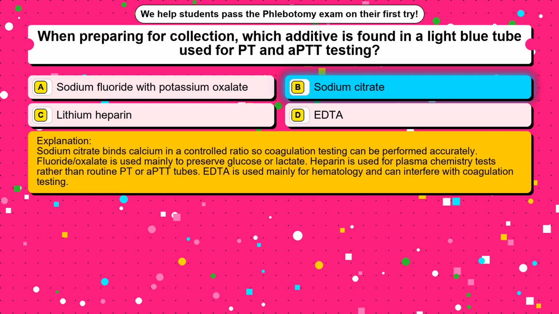Sodium citrate binds calcium in a controlled ratio so coagulation testing can be performed accurately. Fluoride/oxalate is used mainly to preserve glucose or lactate. Heparin is used for plasma chemistry tests rather than routine PT or APTT tubes. EDTA is used mainly for hematology and can interfere with coagulation testing.